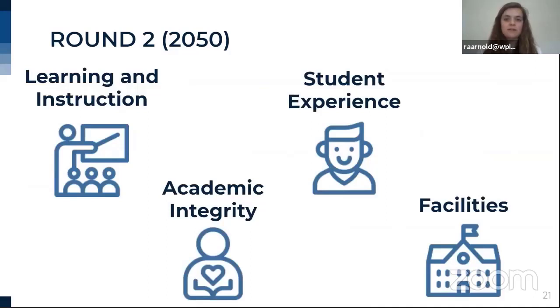For the second part of round 2, we had the same setup as the first part, this time asking about their predictions for 2050. Again, we asked them to either disagree or agree with quotes we obtained from the first round survey responses. We gave them 4 main categories, which included learning and instruction, academic integrity, facilities, and student experience, each with their own subcategories.